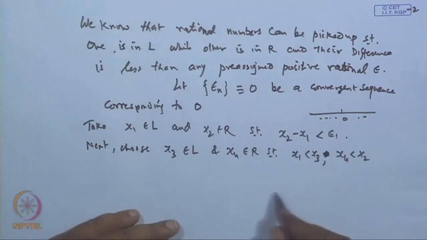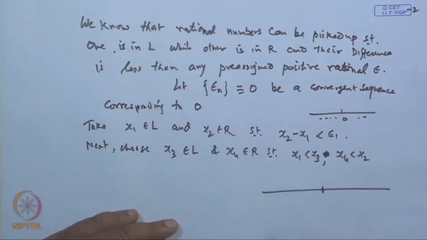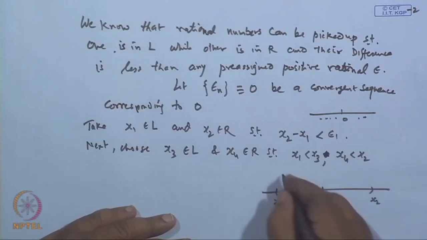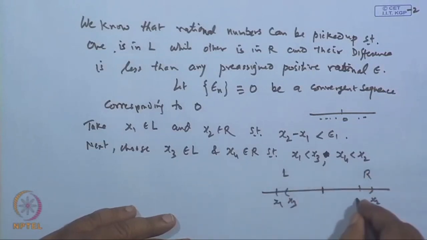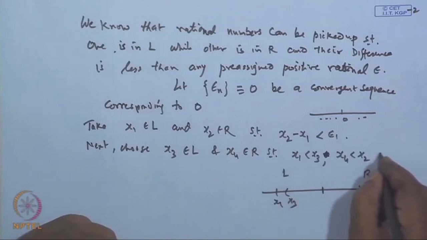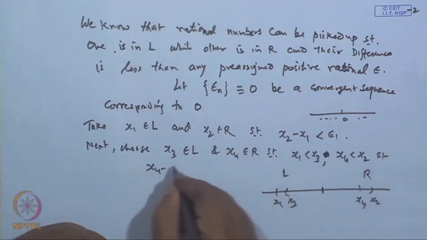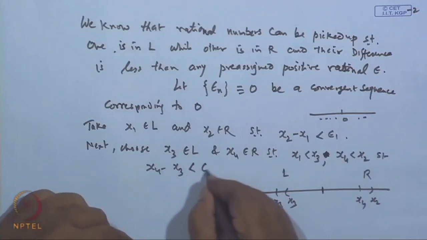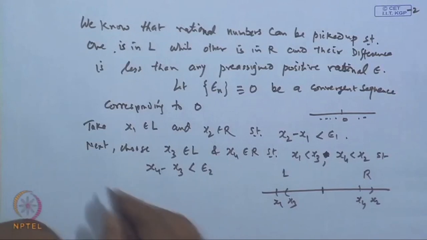So, what we are doing is this: say I am taking x 1 here and x 2 here, and the difference of these is less than epsilon 1. Then I am picking up a number x 3 in L and a number x 4 in R. So, obviously, x 3 is less than x 4, such that x 4 minus x 3 is less than, say, epsilon 2. Continue this.